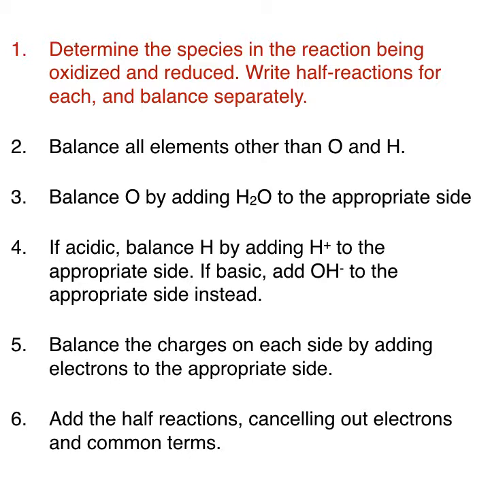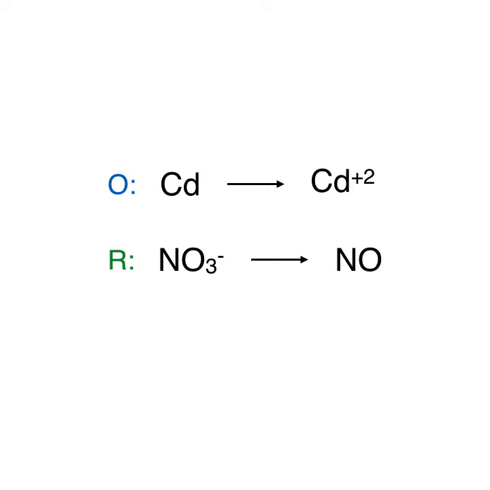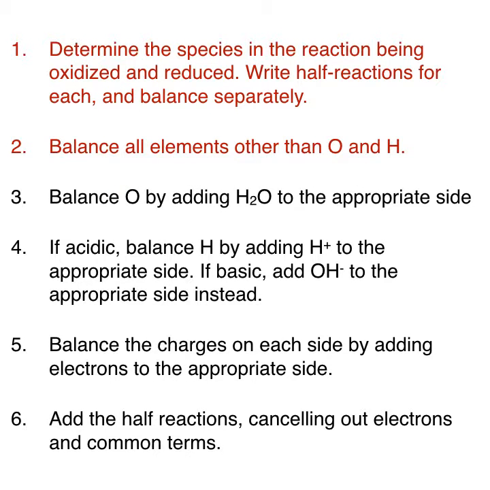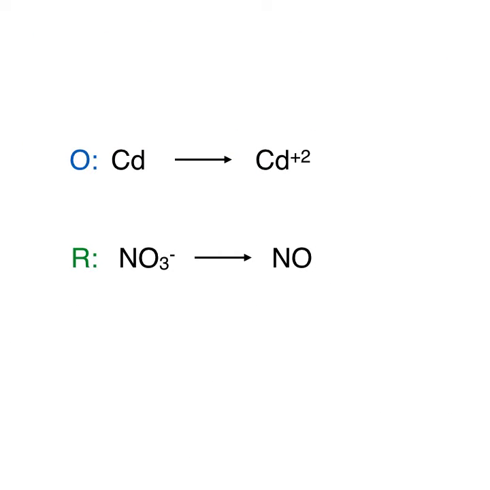On to step 2, balancing our elements other than oxygen and hydrogen. Our only elements other than oxygen and hydrogen are cadmium and nitrogen. Both these atoms are already balanced, so nothing needs to be done. On to step 3, balancing the oxygens. Our oxidation reaction has no oxygens, so we can leave that as is. In our reduction reaction, however, there are 3 oxygens on the reactant side and only 1 on the product side. Thus, we must add 2 H2Os on the product side to give us 3 oxygens on both sides.